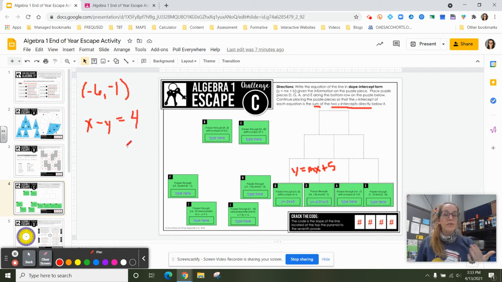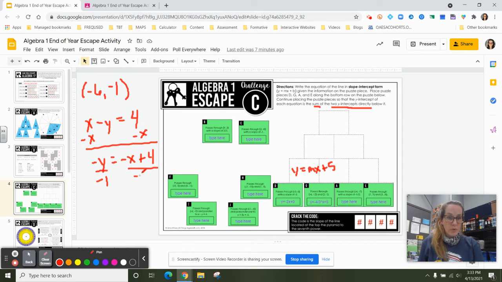So first thing we need to do is start getting it into slope-intercept form. So we need to solve for y. I'm going to subtract x from both sides of my equal sign. So negative y equals negative x plus 4. I'm going to divide both sides by -1. So y equals x minus 4.